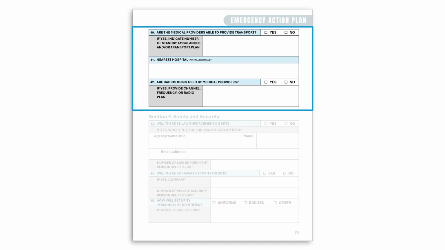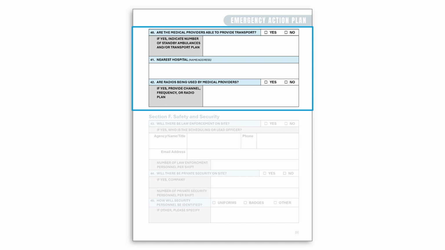Question 40. Are the medical providers able to provide transport? Details asked. Note if medical teams can transport patients off-site, and if yes, how many ambulances or transport vehicles are available. Why it matters. Access to reliable transport is critical in serious emergencies.